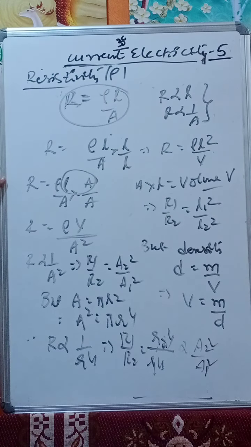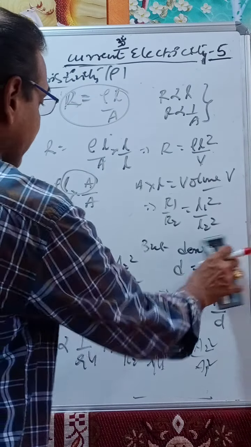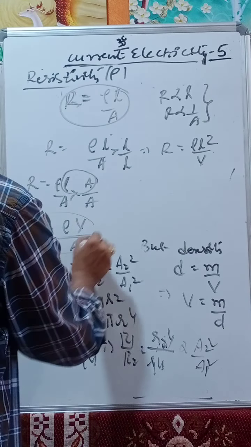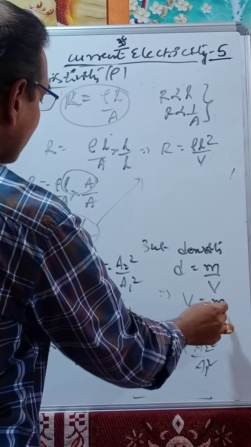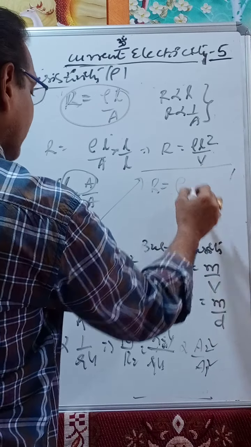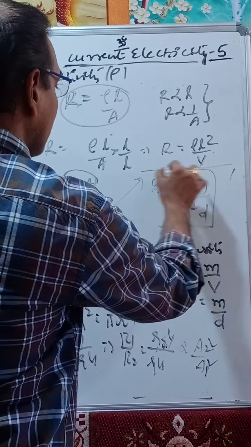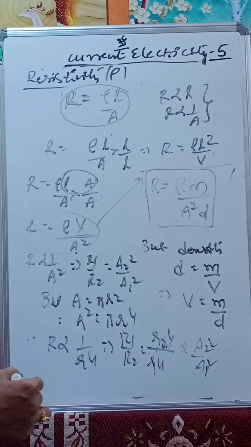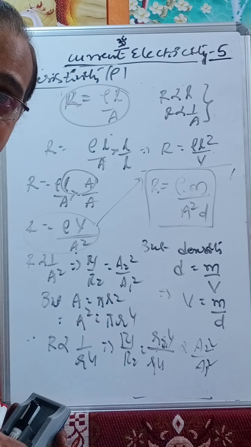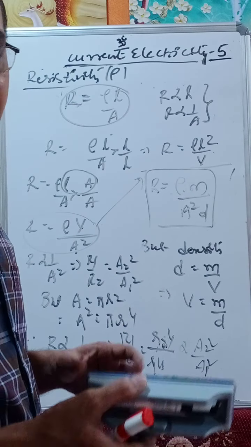So these are all very useful in doing the problems. Now, again, from this equation, volume is equal to mass by density. Therefore, R is equal to rho into volume, which is mass by density, over A square, so R is equal to rho m by A square into D. So this is the variation of resistance with length, area of cross section and density.